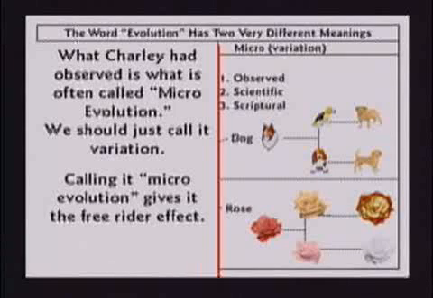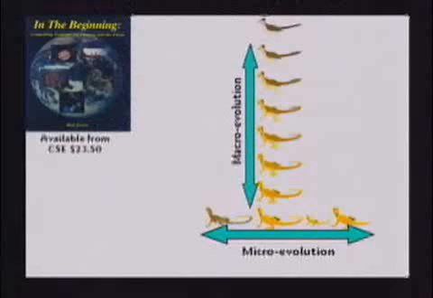Dogs produce a variety of dogs. Roses produce a variety of roses. Nobody argues about that. It's a fact, folks. It happens. The question is, does it go any farther than that? Does it go into what we call macroevolution, where it changed to a different kind? Walt Brown, in his book In the Beginning, an excellent book, by the way, he says microevolution is horizontal. Macro would be vertical, changing to a different kind.